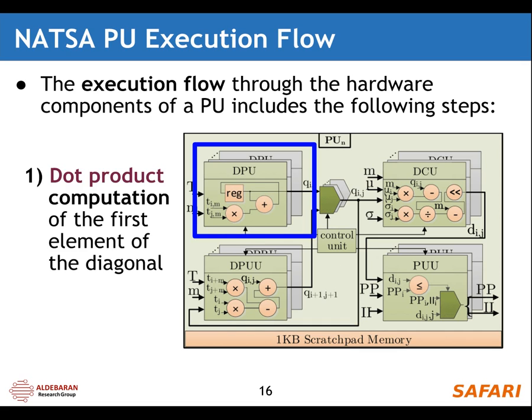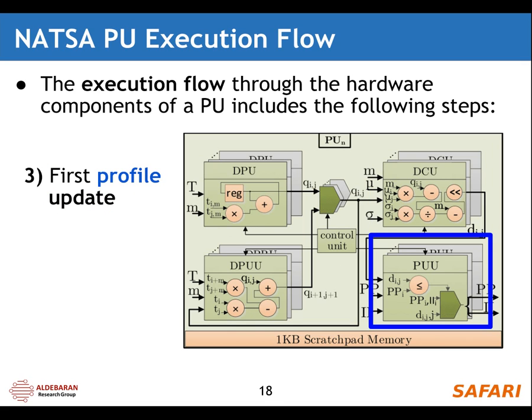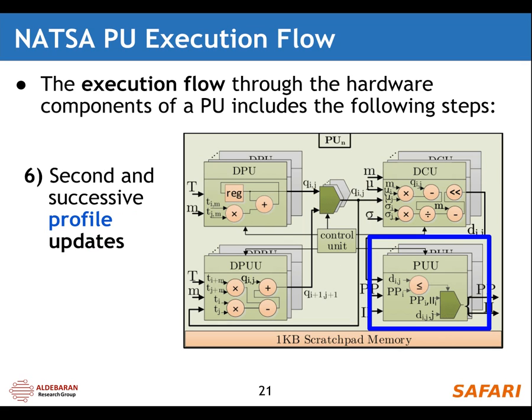First, the dot product computation of the first element of the diagonal. Second, the Euclidean distance computation of the first element of the diagonal. Third, the first profile update. Fourth, the dot product update. Fifth, the second and successive Euclidean distance computations. And sixth, second and successive profile updates.